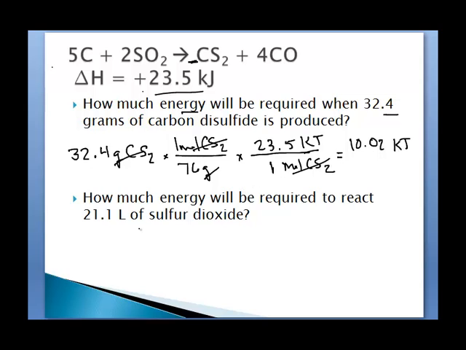Let's take a look at the next one. Again, we're solving for energy, and we're starting with 21.1 liters of sulfur dioxide. And again, we're going to assume this is at STP, so we can use our conversion, 22.4 liters. Let me rewrite that so that looks a little better.